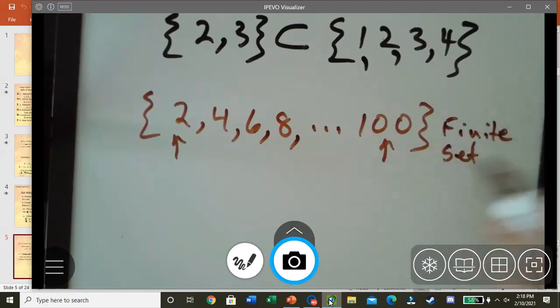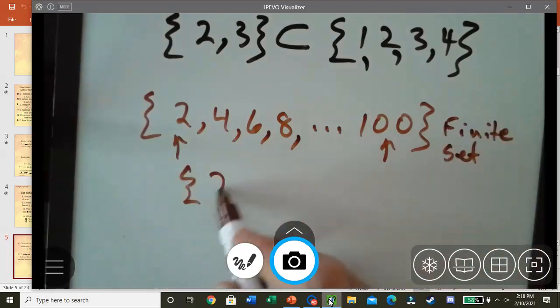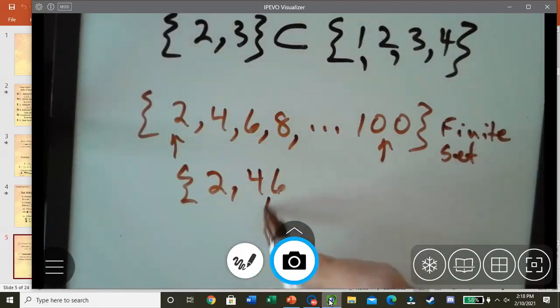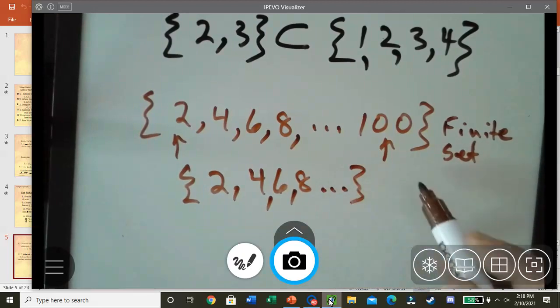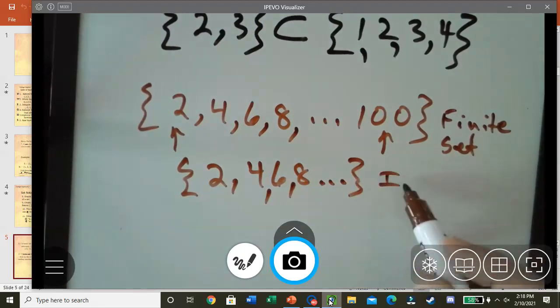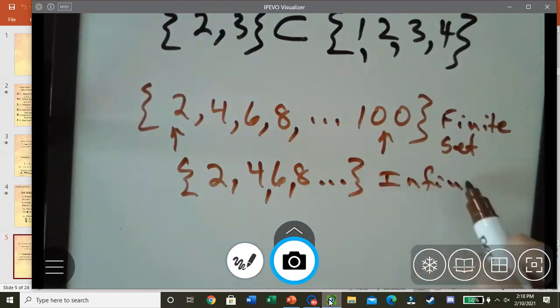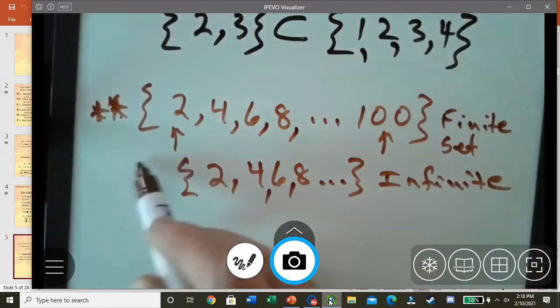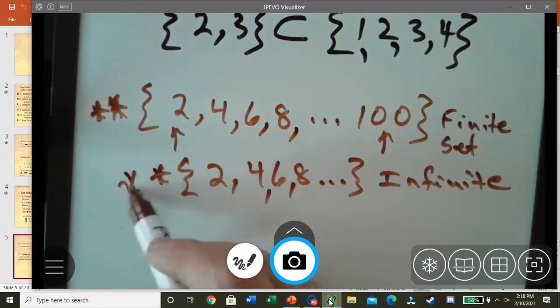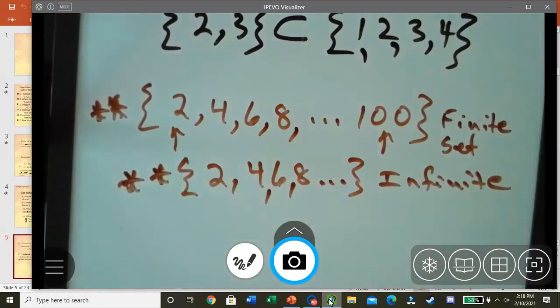set. When the dots are on the end, 2, 4, 6, 8, dot, dot, dot, when the dots are on the end, infinite, right. Put 2 stars on both of those. Okay? Questions there? All right.